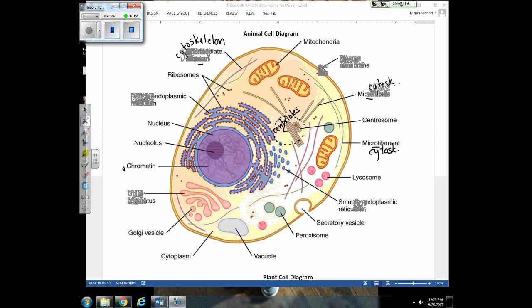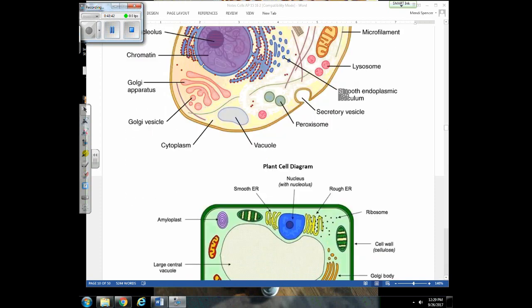I want to clarify this term with chromatin. Chromatin is just DNA when it's not coiled up into chromosomes. So when you see DNA and it's pictured as a long string, then that is DNA in chromatin form. When it coils up and it forms those structures that look like X's, then we have DNA in chromosome form.